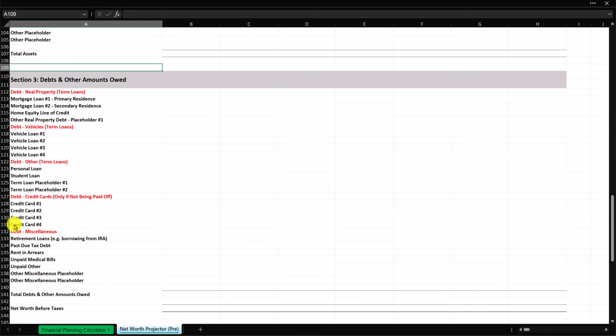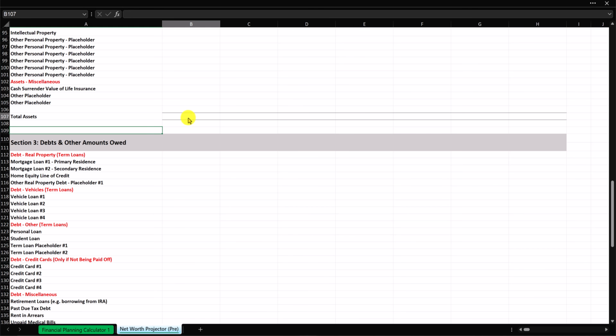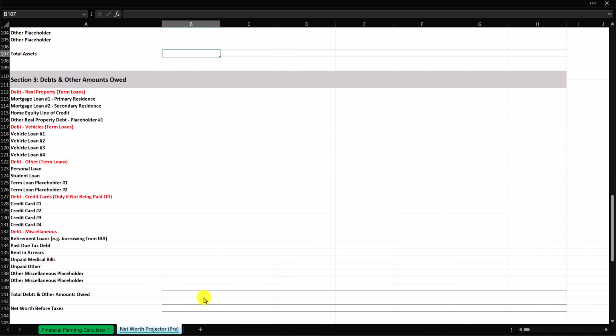And then finally, down here is going to be a catch-all bucket for other kinds of debt that people may have outstanding, like retirement loans from borrowing from your own IRAs, for example, past due tax debt, rent in arrears, unpaid medical bills, unpaid other, and then just some other placeholders for anything that doesn't appropriately fit into one of these categories. So then right here we'll have our total debts and other amounts owed, and then our net worth before taxes down here is going to be the sum of all of our assets right here minus the sum of all of our liabilities right here.